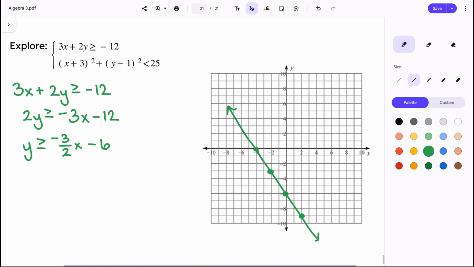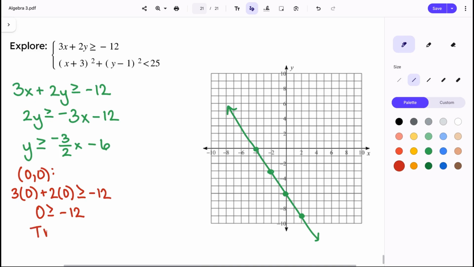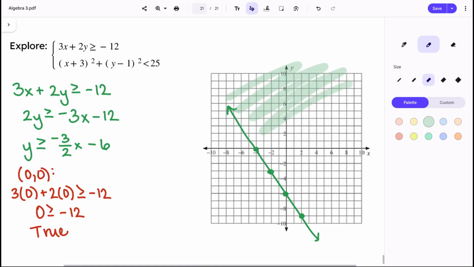Okay, I can still test 0, 0. So 3 times 0 plus 2 times 0 greater than or equal to negative 12. So this comes out to be 0 is greater than or equal to negative 12. True or false? True. So I want to shade on that side of the line. So I want to shade on 0, 0 this time. So I'm going to shade over here.